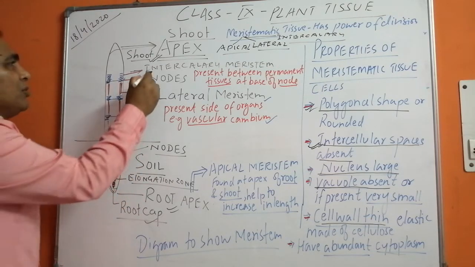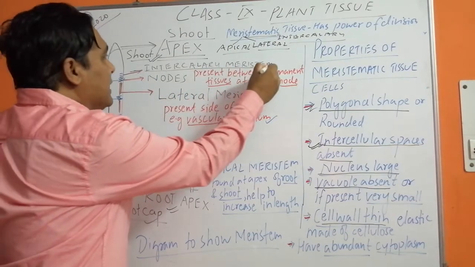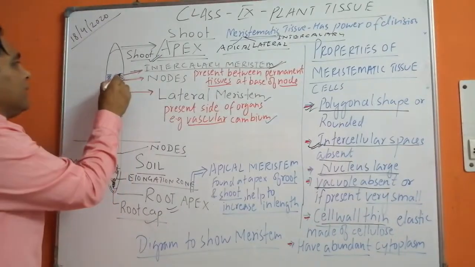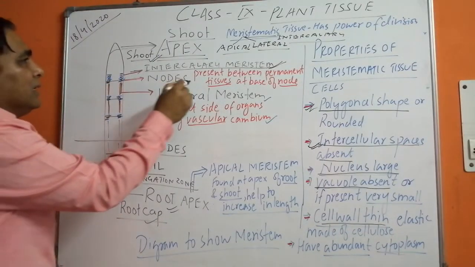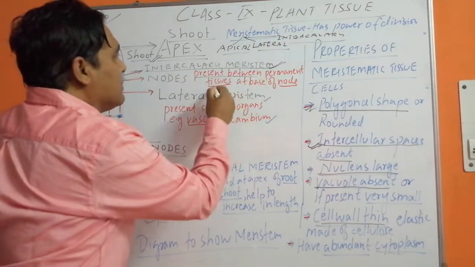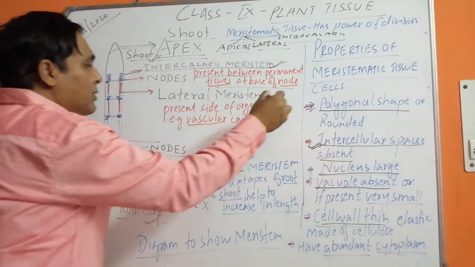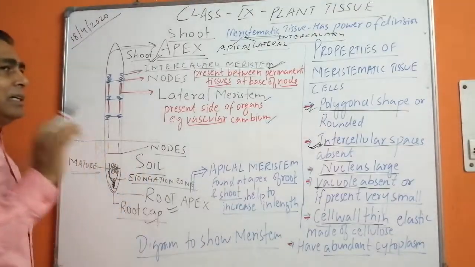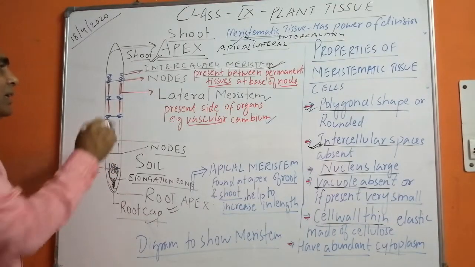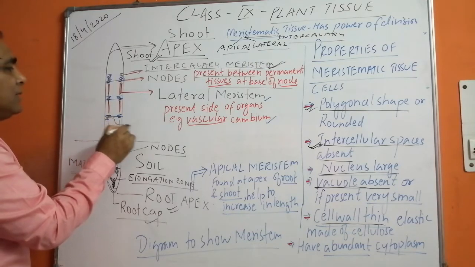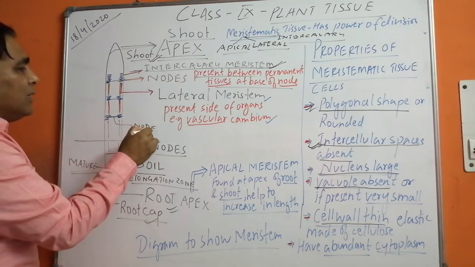Now coming to the intercalary meristem. What is intercalary meristem? The intercalary meristem is lying here. They are present between the permanent tissues at the base of the node or internode. In the case of grasses, they are present at the base of the internodes. Now these are the nodes. I have drawn these as the nodes. So you can see the nodes.